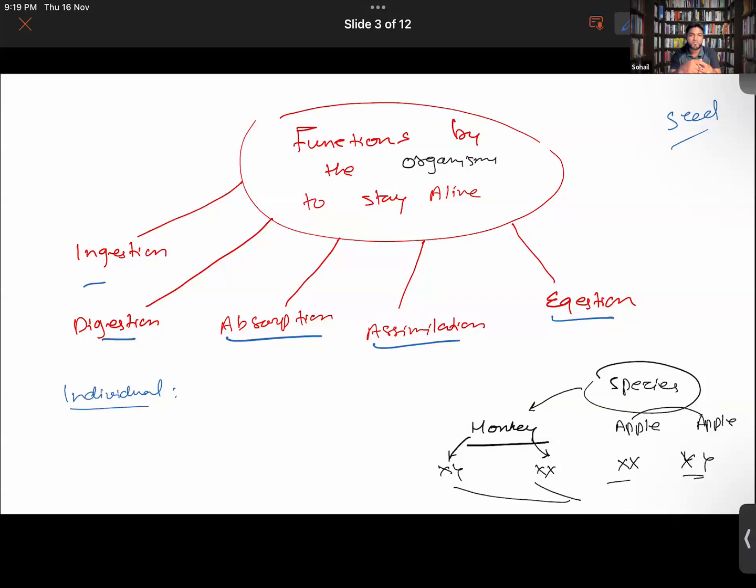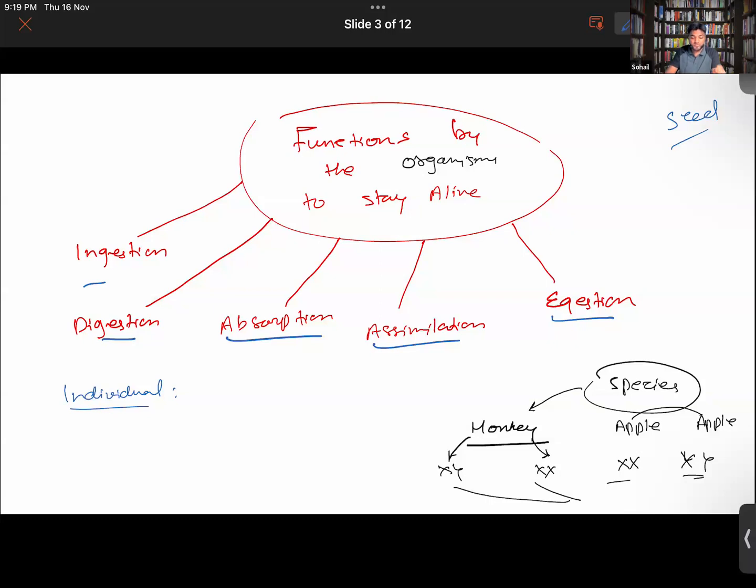Budding, right? Budding is also done. Like if I were to take the example of the potato, potato can be cut into several fragments, and from each fragment new crops can be grown.